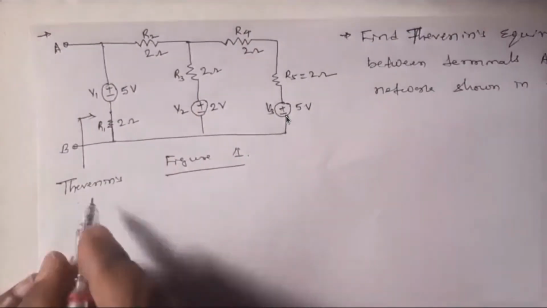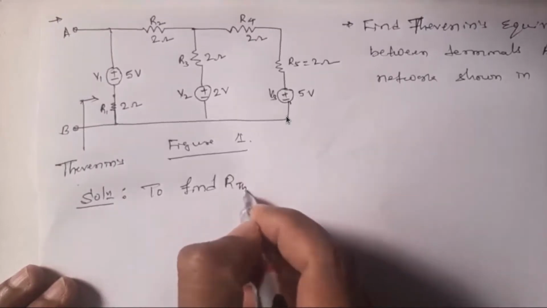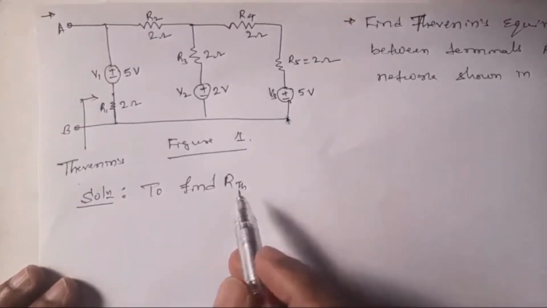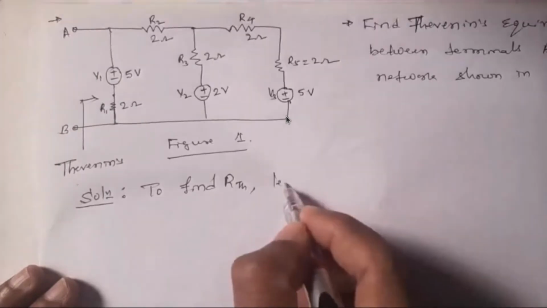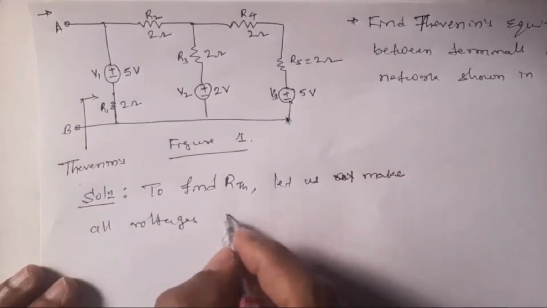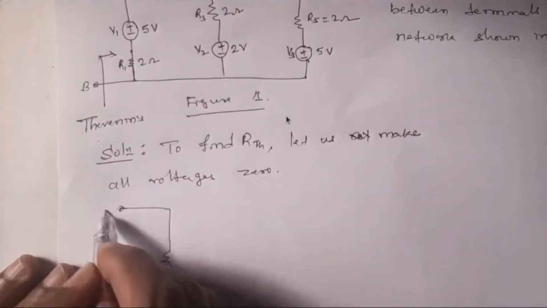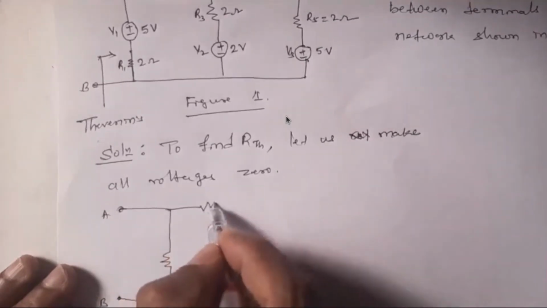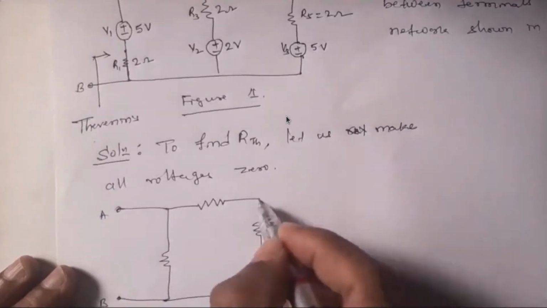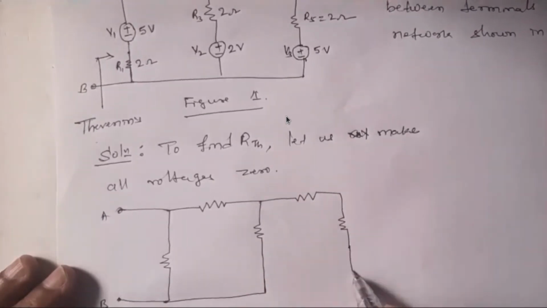Say the solution is first and foremost to find RTH, which is nothing but the Thevenin equivalent resistance. To find Thevenin equivalent resistance RTH, let us make all voltage sources 0. So here I redraw that by making all voltage sources 0. This is A, B, and here you have R2, here R3, and V2 is made 0. Here R4, here R5, and even V3 is made 0.